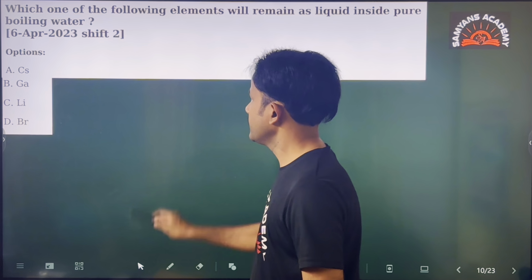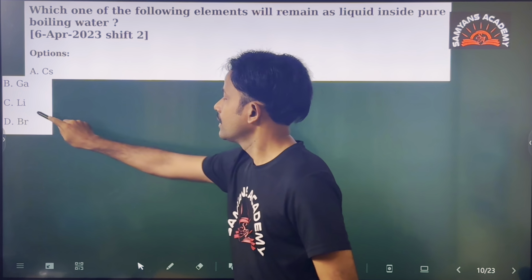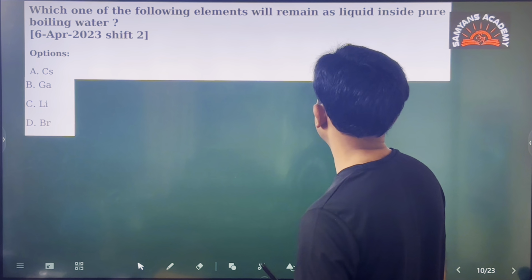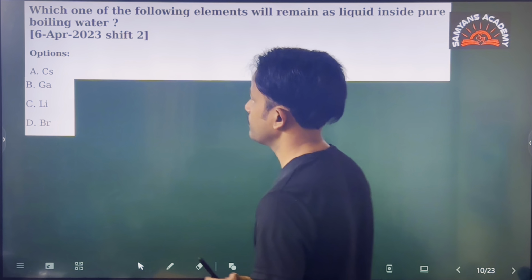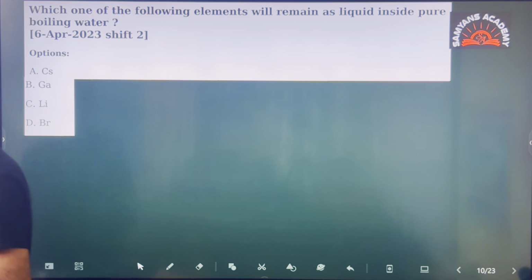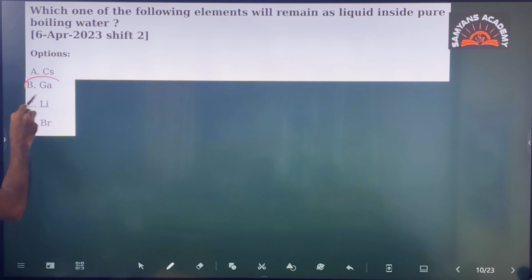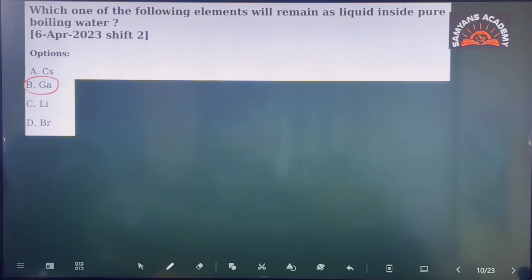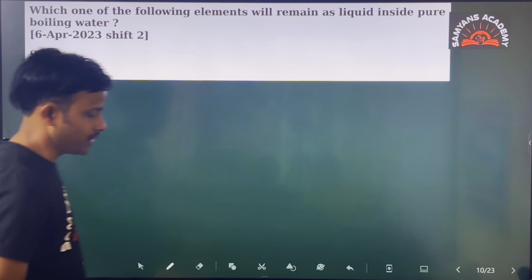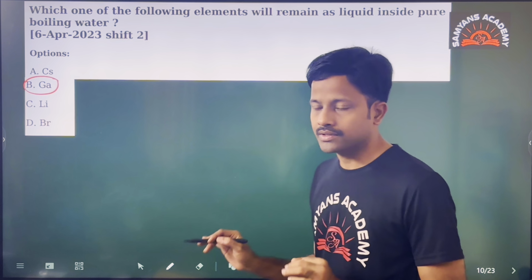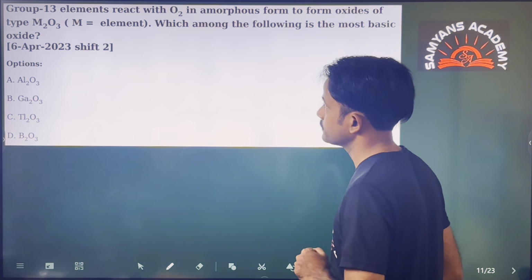In this question: which one of the following elements will remain as liquid inside pure boiling water? The answer is gallium. Gallium is a liquid metal. Remember. Okay, move on to the next question.